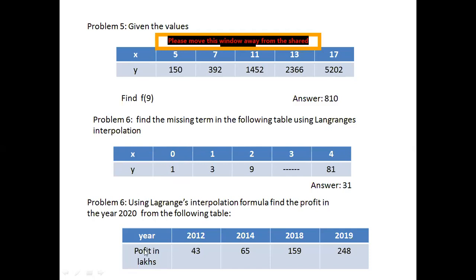Similarly, one more problem is given here to estimate the population or profit. Find the profit in the year 2020 from the following table. It is just similar to the previous problem, so try to do this. So this is the third model. Every portion of the topics given in this model is completed, so everything is completed here.